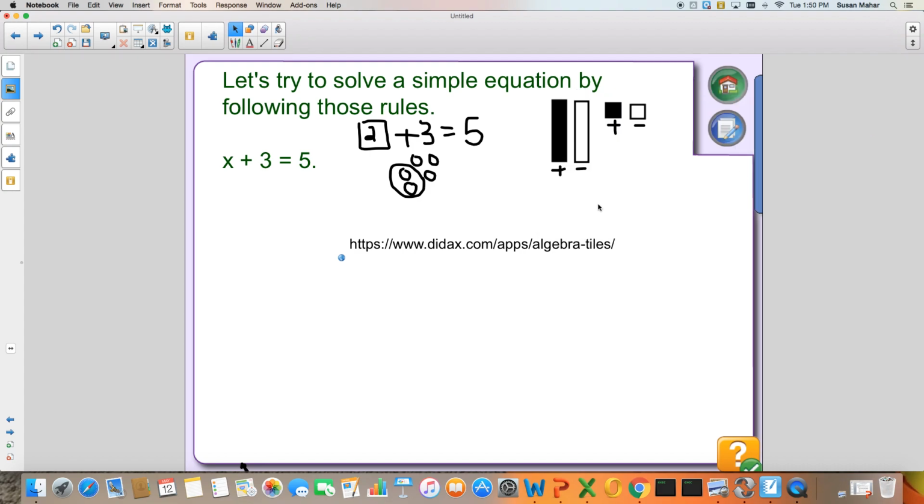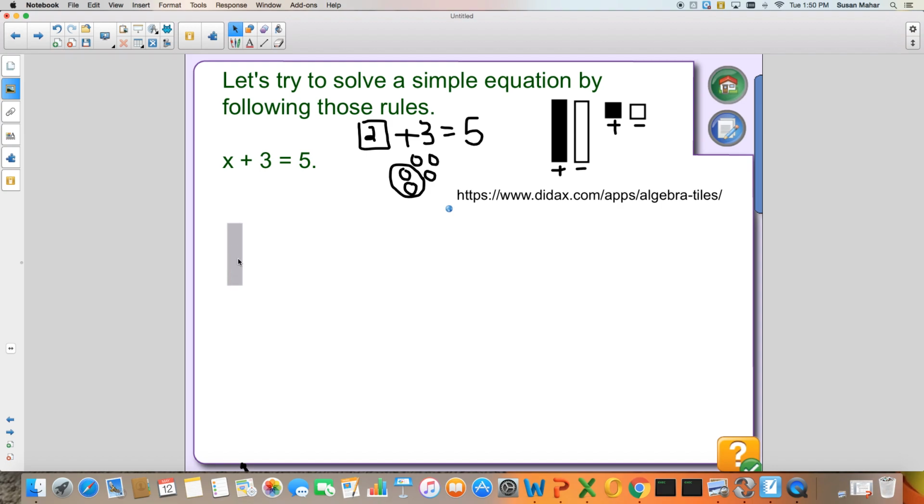Normally, I would have you use your colored pencils, but I'm fairly certain that a lot of you don't have colored pencils at home. So we are going to use colored in for positives. So here's my positive x and my positive 1. And we're going to use just the outline for negatives. So negative x, negative 1. And I'm going to start by modeling my equation. X plus 3 equals 5.